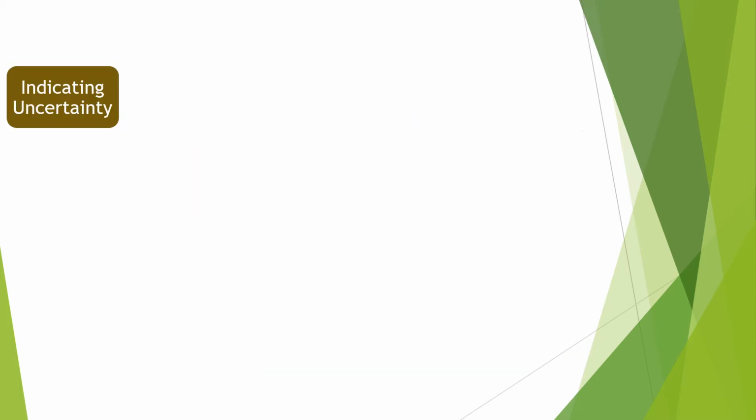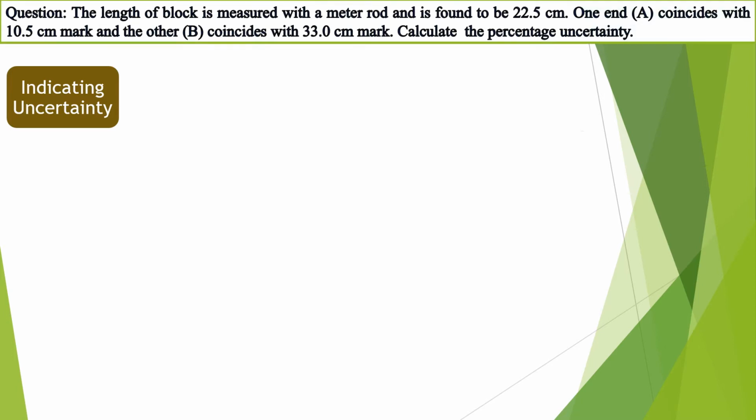In an experiment, the length of a block is measured with a meter rod and it is found to be 22.5 centimeter. One end, represented by A, coincides with the 10.5 centimeter mark and the other end, represented by B, coincides with the 33.0 centimeter mark. Calculate the percentage uncertainty.